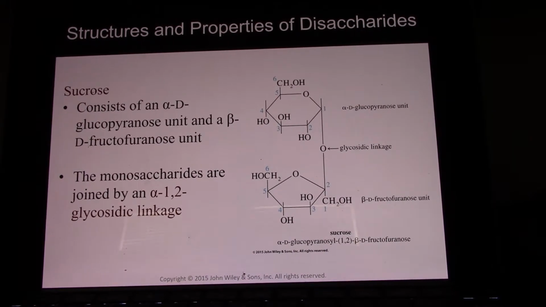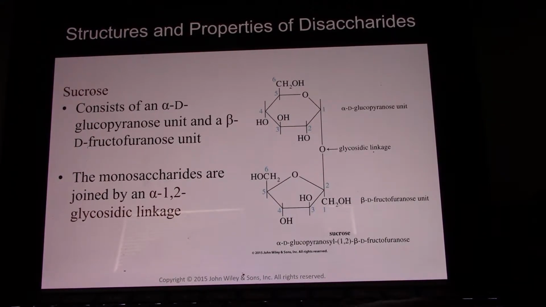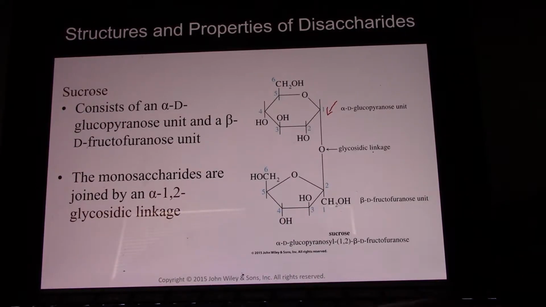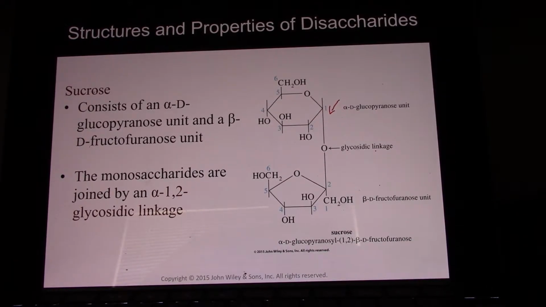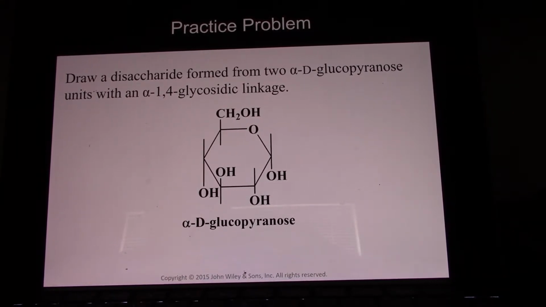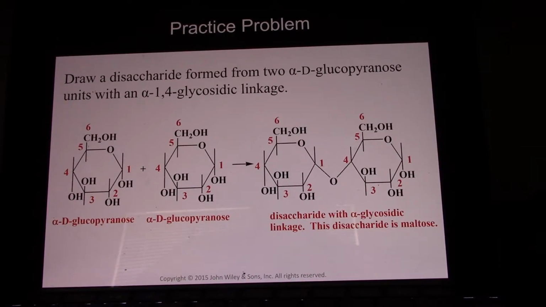So sucrose is a glucose and a fructose. And it is an alpha linkage. Alpha 1,2 glycosidic linkage. Because it's an alpha linkage between carbon 1 and carbon 2. So draw a disaccharide formed from 2 alpha-D-glucopyranoses with an alpha 1,4 glycosidic linkage. Again, the important thing with the alpha linkage is they're both down. In a beta, one is up, one's down.